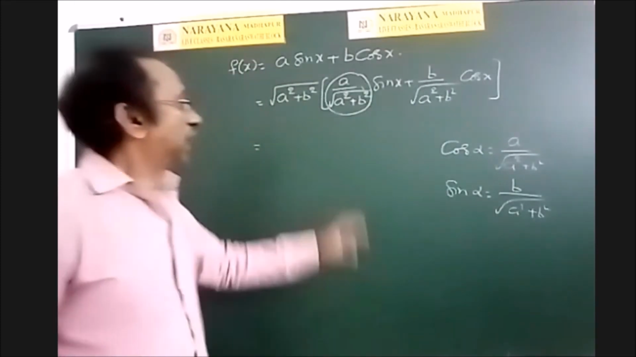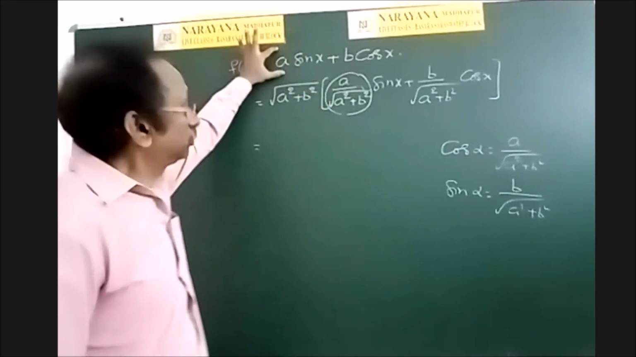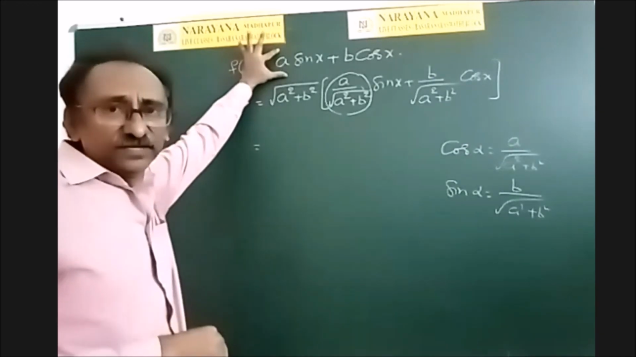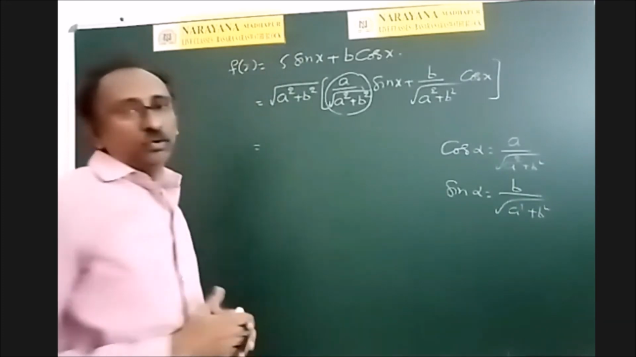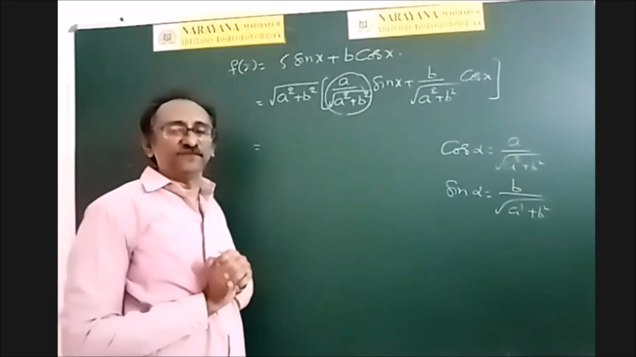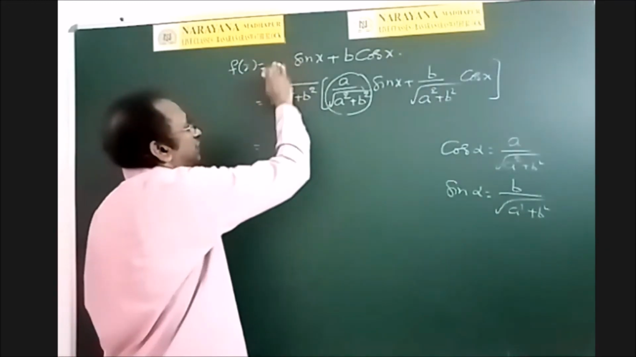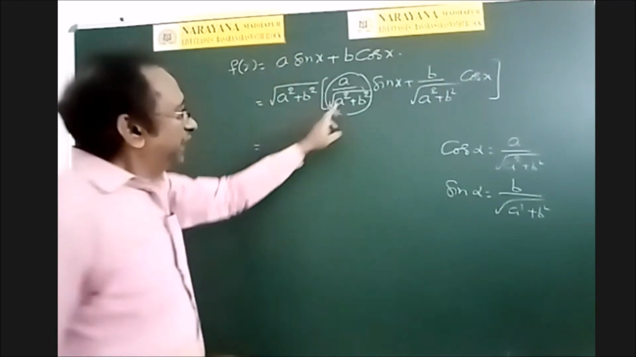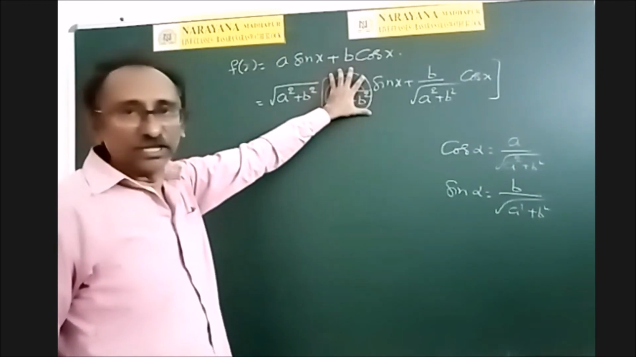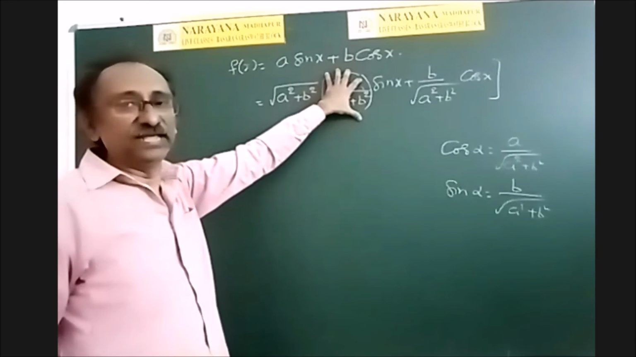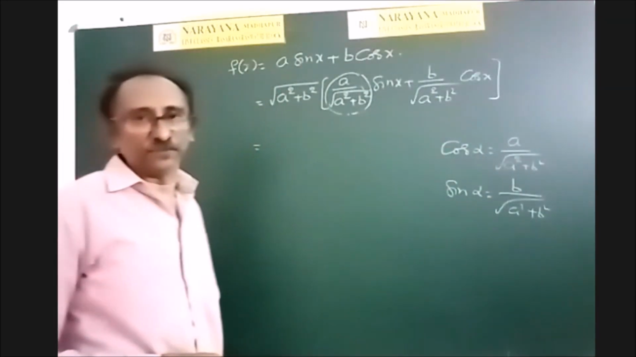Okay, now I take this as cos alpha. Then you may ask, sir, why don't you take this a as cos alpha previously? No, I cannot take that. Suppose this a is 5. Now 5 cannot be equal to cos alpha. Cos alpha's maximum value is 1 only. Therefore, you cannot take that as cos alpha. But if you divide by root a square plus b square, it is a proper fraction. This cannot be more than 1. Definitely there exists an alpha such that cos alpha is equal to a by root a square plus b square.